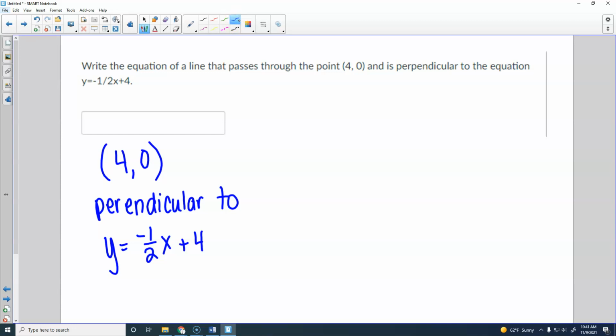All right, so the slope of this line is negative 1/2, but since it's perpendicular, we've got to flip it and change the sign. So it's going to be 2 over 1, and it's going to be positive. So we're going to have a slope of 2. Okay? It's really easy to forget to do that, and some of you are going to forget to do it on the quiz. So be careful.